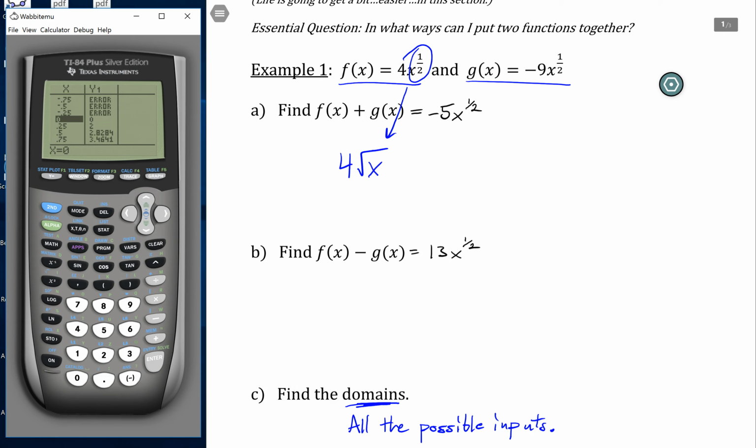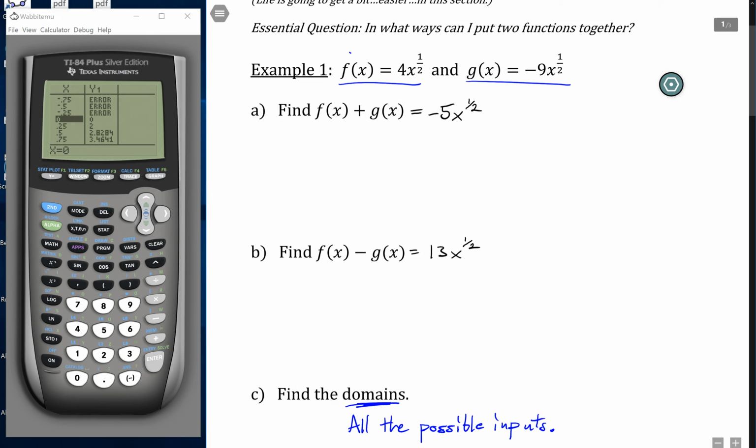And in fact, for f of x, I'm going to say the domain is non-negative numbers because anything 0 up is good, non-negative numbers. Because the only numbers I can't put in are negative, and the reason why I can't put in negatives is because it's a square root.